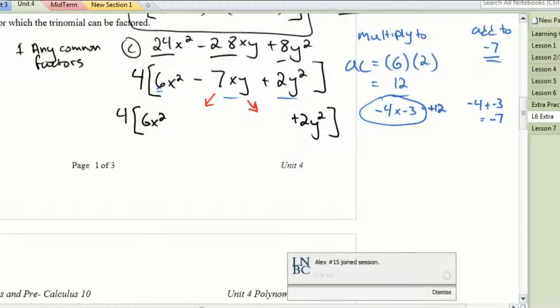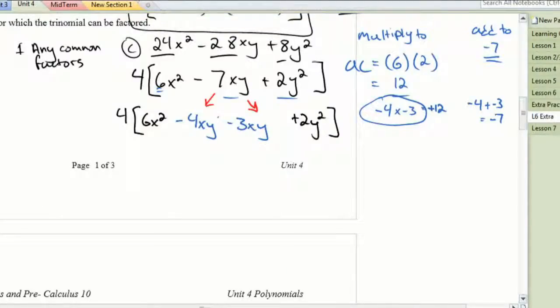So I picked the two factors, -4 and -3. So -4xy, -3xy. That's what I'm breaking it into. At this point, I want to think of these as two separate halves.